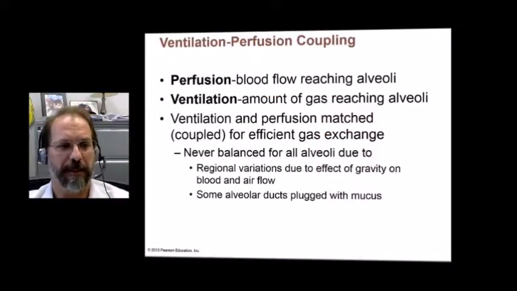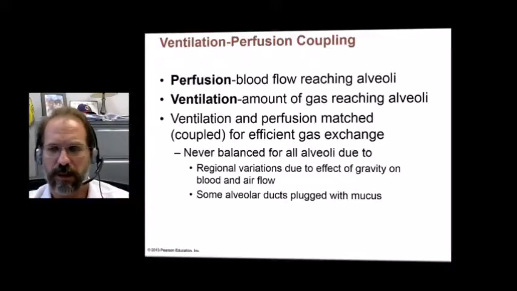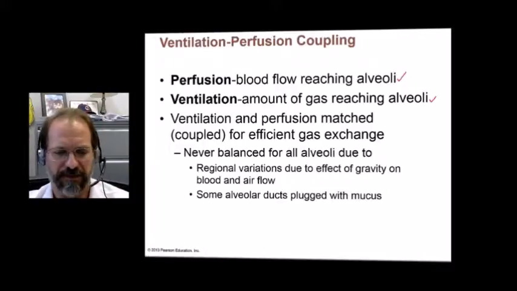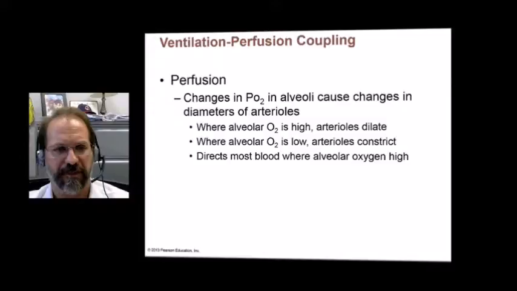Okay, next concept. Ventilation and perfusion. Perfusion is the degree to which we supply blood to the lungs, and ventilation is the degree to which we move air in and out of the lungs. We need to match these two concepts for efficient pulmonary function. So it says here, changes in PO2 levels in the alveoli cause changes in diameters of the arterioles. So let's just chew on that for a minute. Right. So the PO2 we know is the partial pressure of oxygen in the alveolar space, is what we're talking about here for the alveoli.